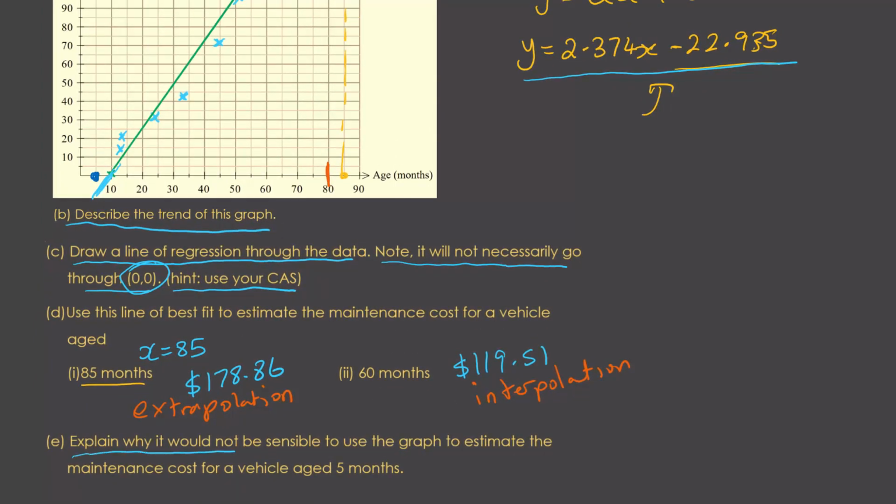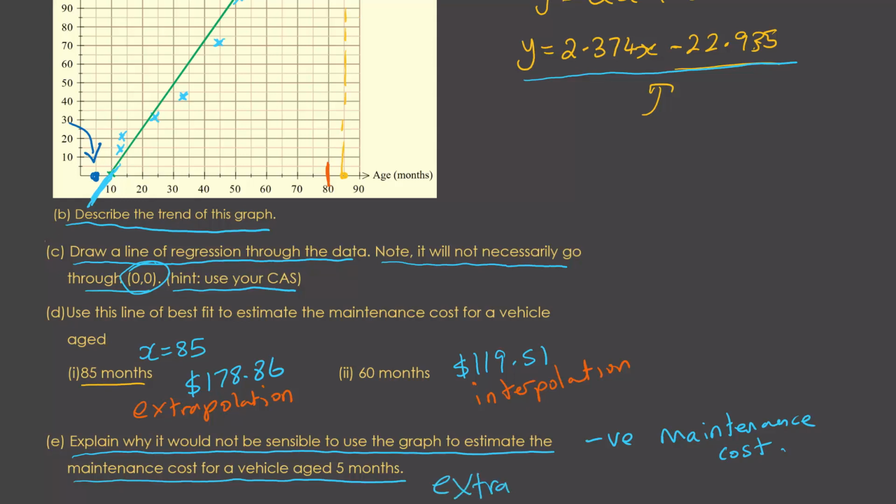Explain why it would not be sensible to use the graph to estimate the maintenance cost for a vehicle aged 5 months. So there's 2 things here. First of all, I've actually already marked 5 months on the graph just here. And I've indicated the line goes down here. So we'd end up with a negative maintenance cost, which obviously has no basis in reality. But the other thing is that we are also extrapolating because we have no data that is less than 10.